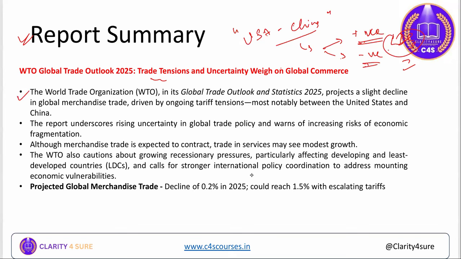Now, the first one: the WTO in its Global Trade Outlook and Statistics 2025 projects a slight decline in global mercantile trade. So it has projected a slight decline in global mercantile trade, right, driven by ongoing tariff tensions. We have seen recently that a reciprocal tariff has been imposed by the US on various countries, including India, right?